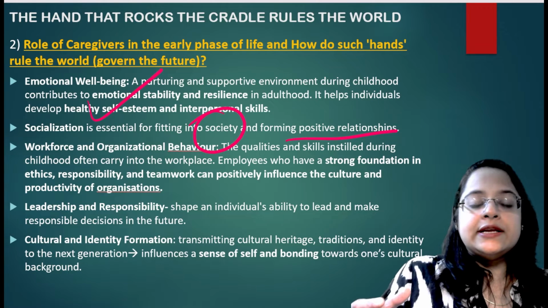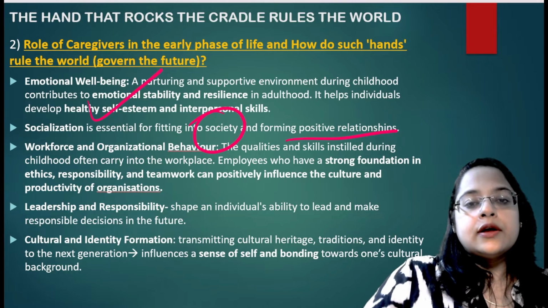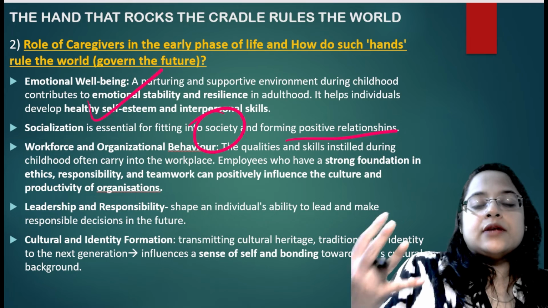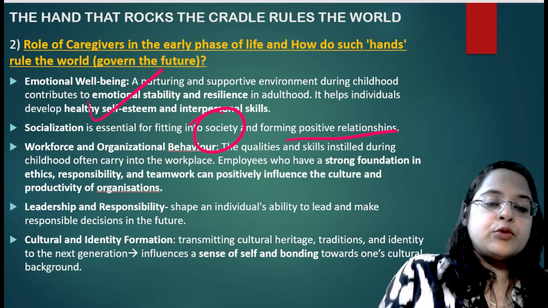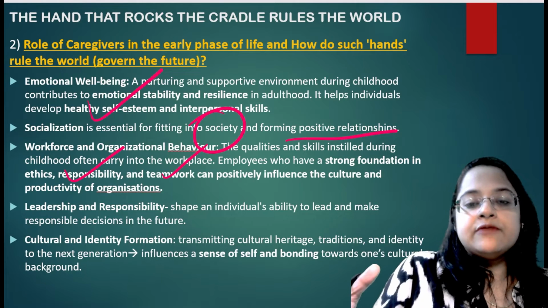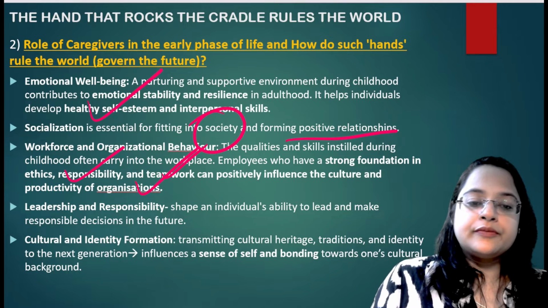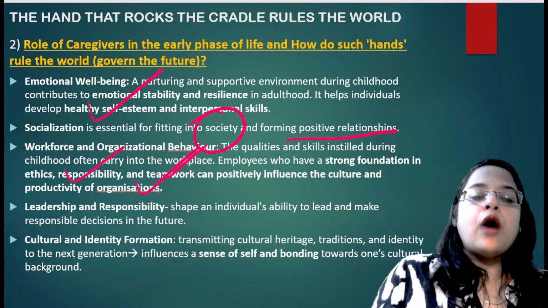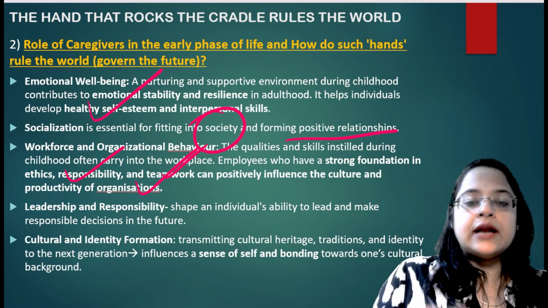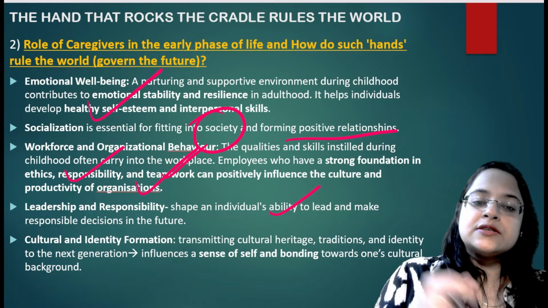Then how the qualities that are instilled during childhood can be extended to the workplace. For example, employees who have a strong foundation in ethics, responsibility, teamwork can positively influence the work culture and the productivity of the organization. Then how leadership and responsibility that is taught in childhood days can shape an individual's ability to lead and make responsible decisions in the future.